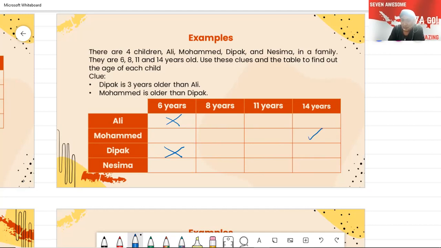Okay. Deepak is 3 years older than Ali. So this is Deepak. And this is Ali. So who's the younger? It's Nesima then. Okay. Right. Well, you may cross this. Okay, this one, and this one. Okay, that's for the logic.